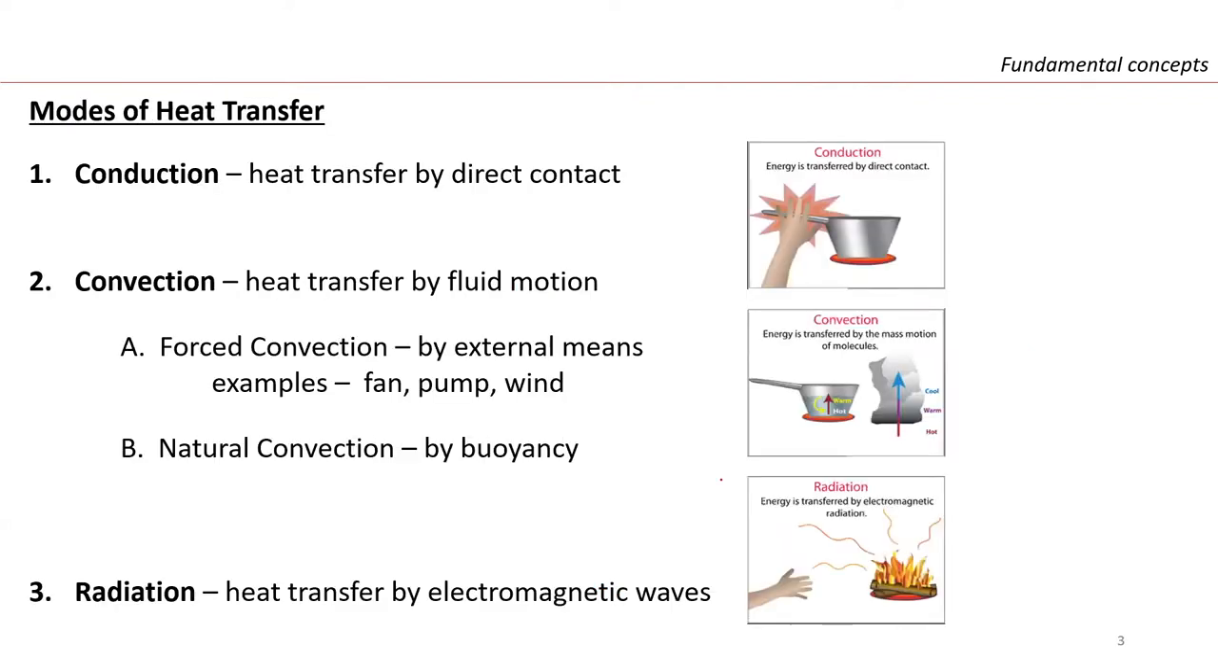So how many modes of heat transfer do we have? We have three main modes of heat transfer: conduction, convection, and radiation. Conduction happens by direct contact. Like when you touch a hot mug of coffee directly, right? You can sense that heat transfer. Or like I have in here, when you touch a hot pot, right? By contact, very important, contact.